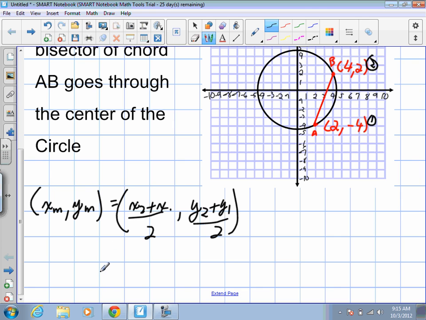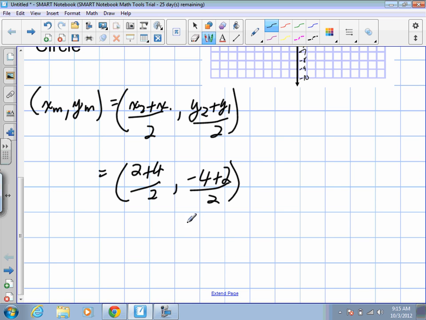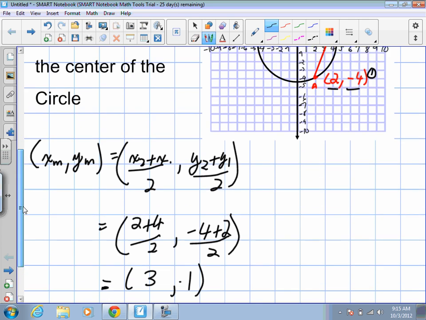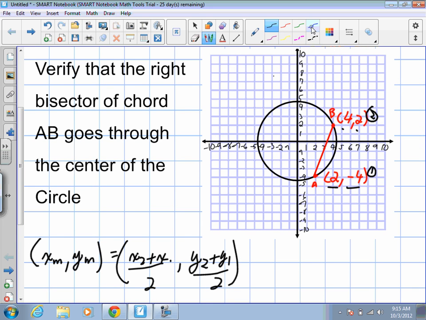So when we plug them in, we add our two x values, which are 2 and 4, and divide that by 2. And then we're going to add our two y values, which are negative 4 and 2, and we're going to divide that by 2. What is 4 plus 2 divided by 2? 3. So we have 3. And then negative 4 and 2 is negative 2, sorry, divided by 2 is negative 1. I gave the answer earlier. So, the midpoint, and of course it's negative, good point, 3 and negative 1. So the midpoint of this chord is at (3, -1). That looks like it could be the midpoint.